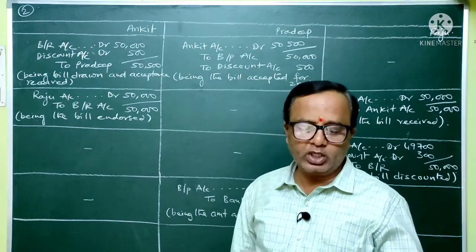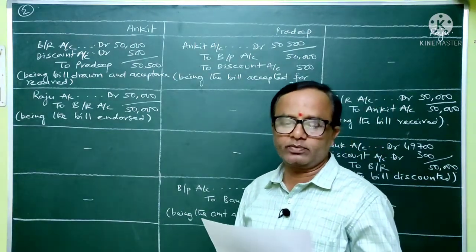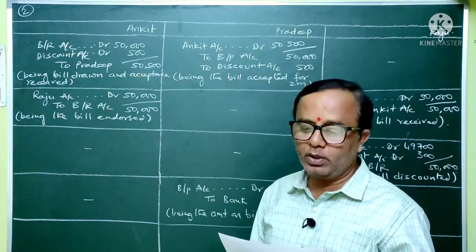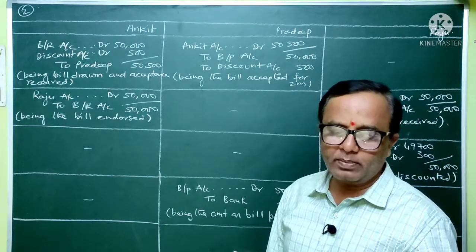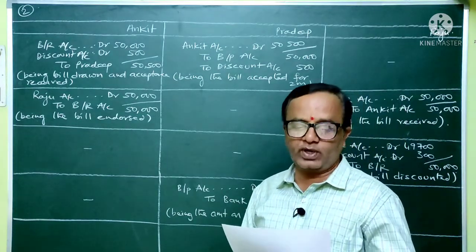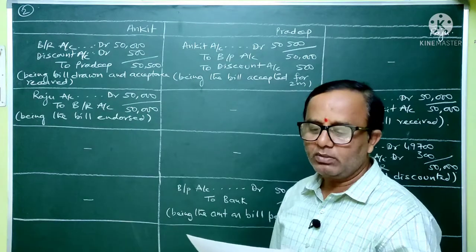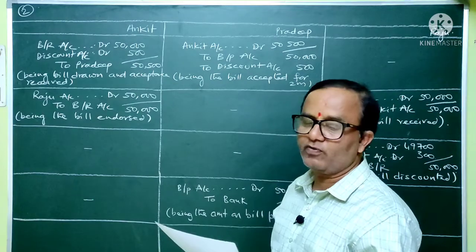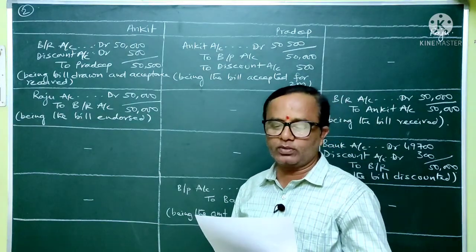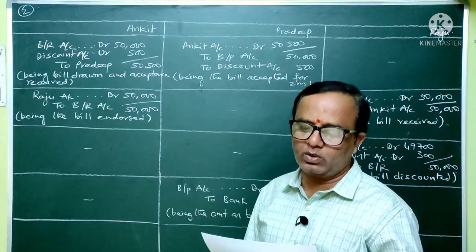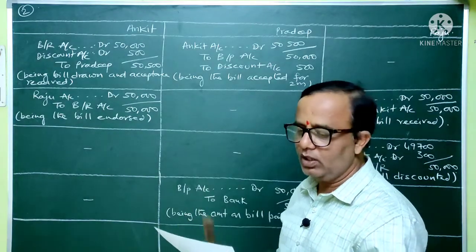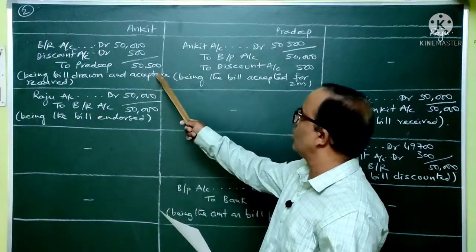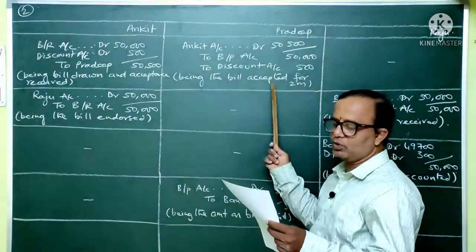Second problem. Pradeep owed rupees 50,500 to Ankit. That means Pradeep is supposed to pay 50,500 to Ankit. He accepted a bill for 50,000 payable after 2 months. Because he is supposed to pay 50,500, he has accepted one bill drawn on him by Ankit for 2 months for 50,000 rupees. That means 500 rupees is the discount allowed by Ankit, and that discount is received by Pradeep. That means here the bill is drawn by Ankit. So Ankit is the drawer, whereas Pradeep is the drawee for this particular bill.